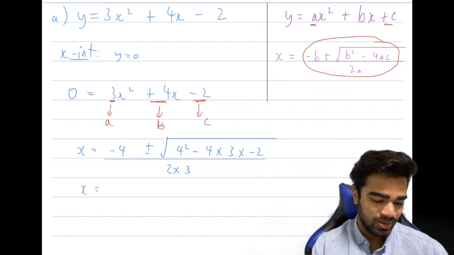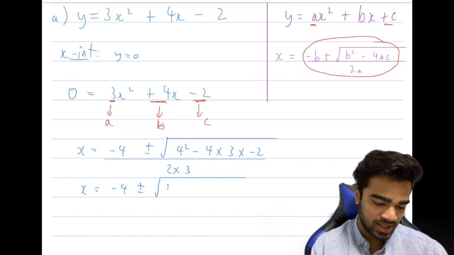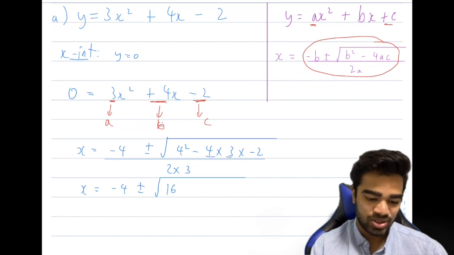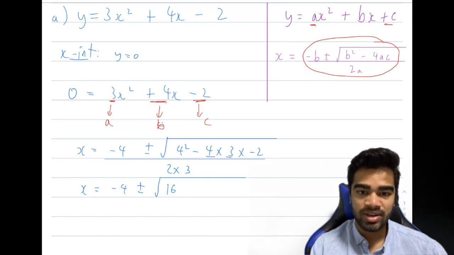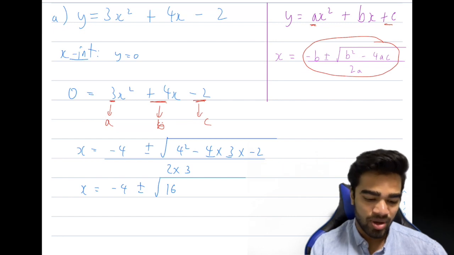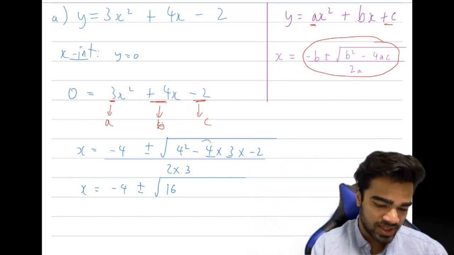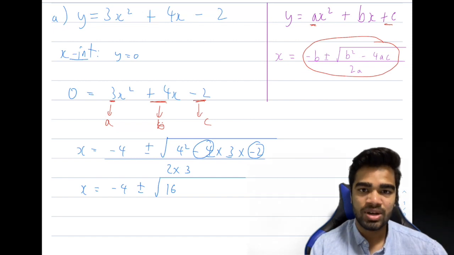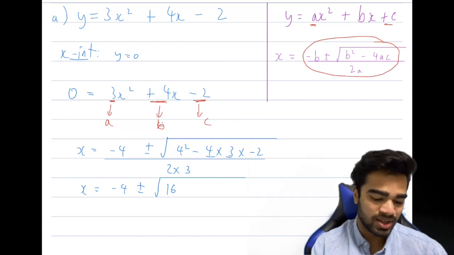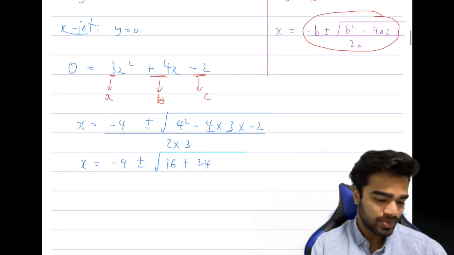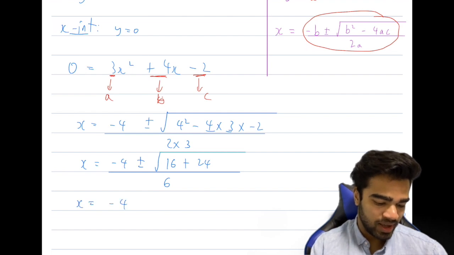So x equals negative 4 plus or minus the square root of 4 squared, which is 16. 4 times 3 is 12. 3 times negative 2 is negative 24. But you can see there are 2 minuses here, so negative 4 times negative 2. Both minuses multiplying will make a plus. So this would be a plus 24, like so. Divided by 6. Okay, let's keep going, almost done. Negative 4 plus or minus the square root of 40 over 6.